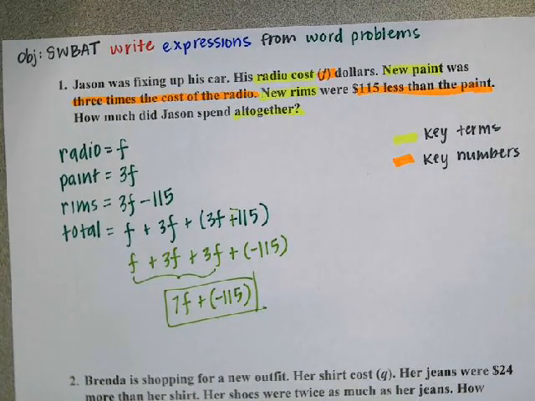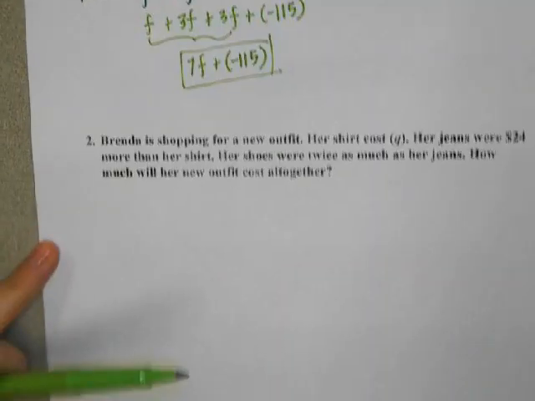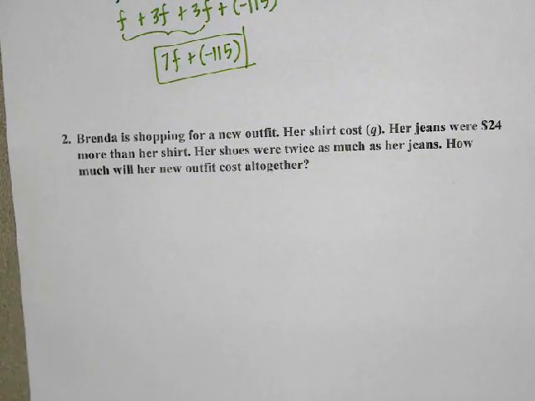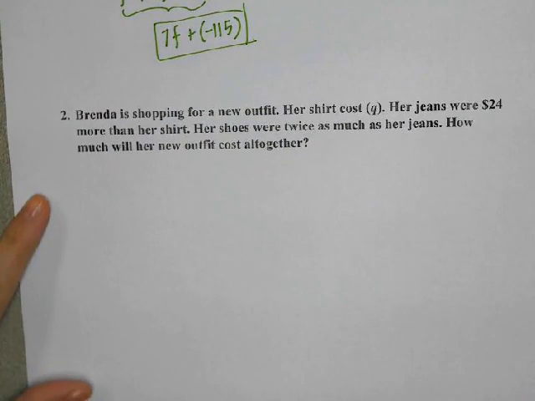Okay, so for the next one now, we're going to do the same process where we read it, go back, read it, highlight the terms, go back, read it, highlight the numbers. So here's Brenda. Brenda is shopping for a new outfit. Her shirt cost Q. Her jeans were $24 more than her shirt. Her shoes were twice as much as her jeans. How much will her new outfit cost altogether?